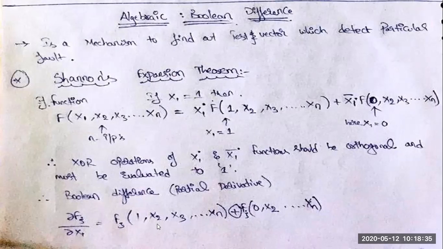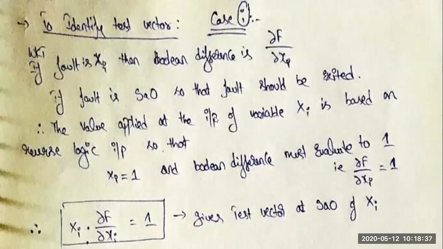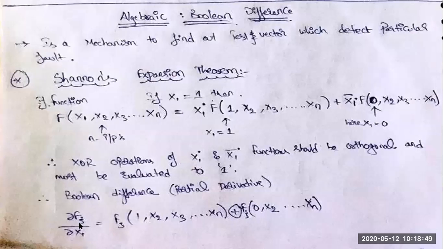So for this Boolean difference, to identify the vector within that Boolean difference, how do we identify the test vector? How do we determine the test vector from this Boolean difference?